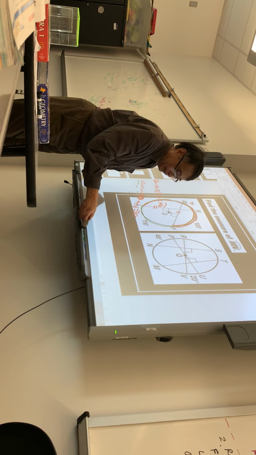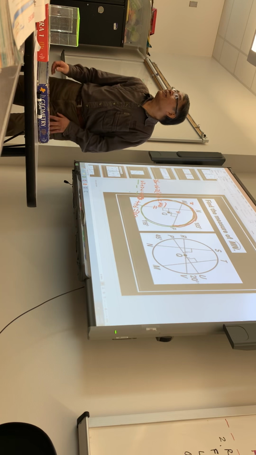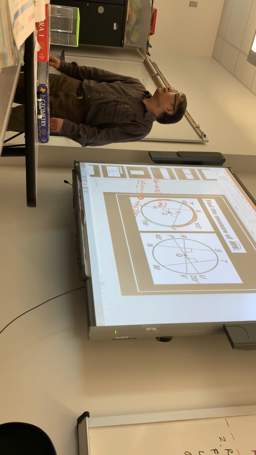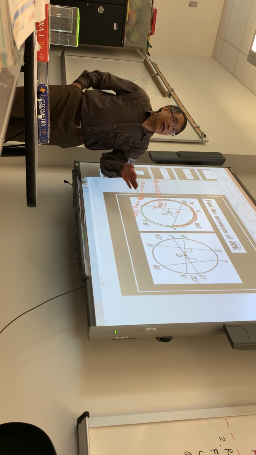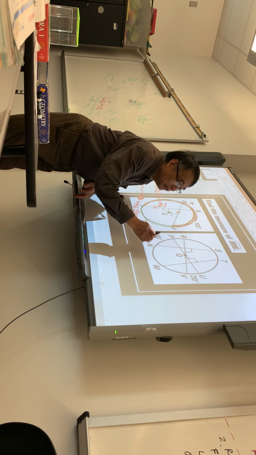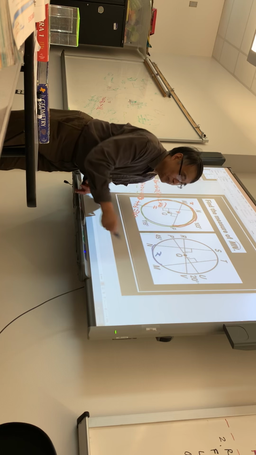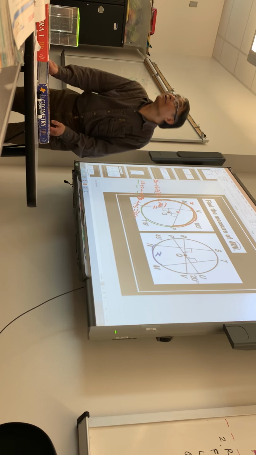How to find MN? Set up the equation. Who is the volunteer, please? Too easy, all right? Last question. MN, for instance, suppose MN is x, okay, x. How to find x?